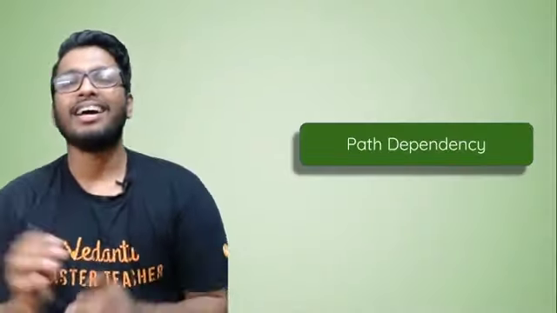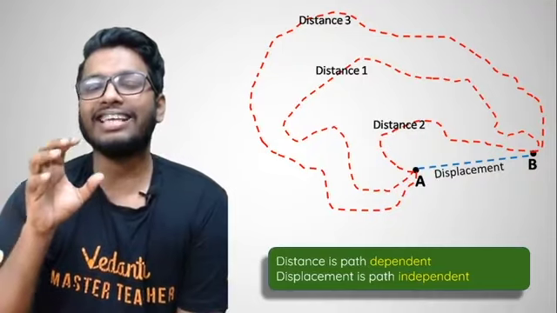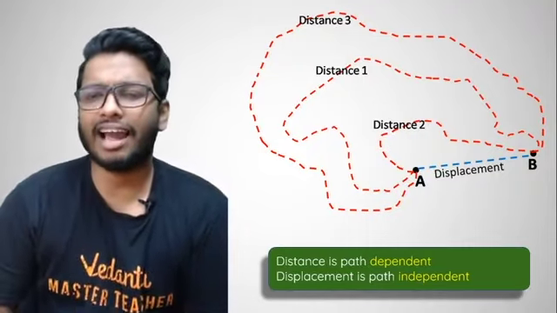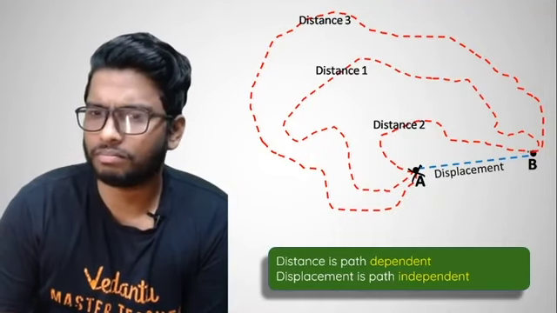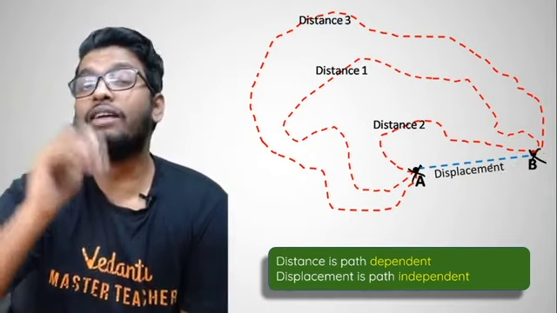Now, here's the thing. When you talk about distance and displacement, there are a few concepts that you have to understand. One is path dependency. Now, what do I mean by this? Here's the thing, people. Distance is path dependent. What do I mean by that? Let's say that I have to go from here to here, point A to point B. Simple. Now, I have three ways to reach there.